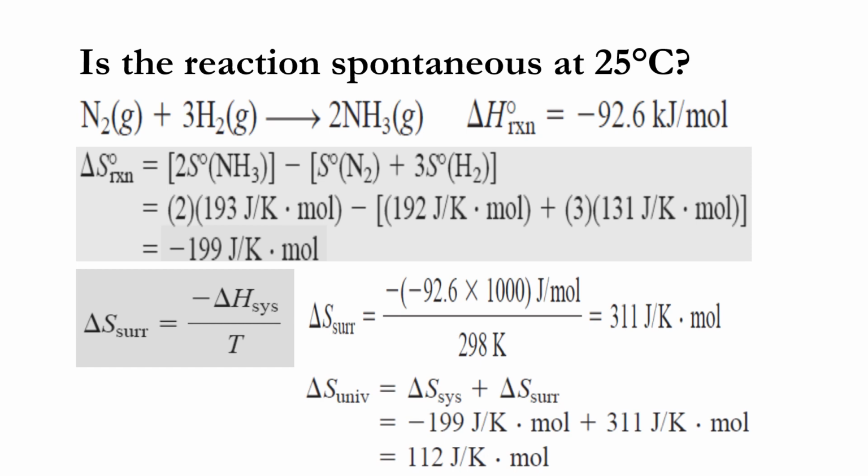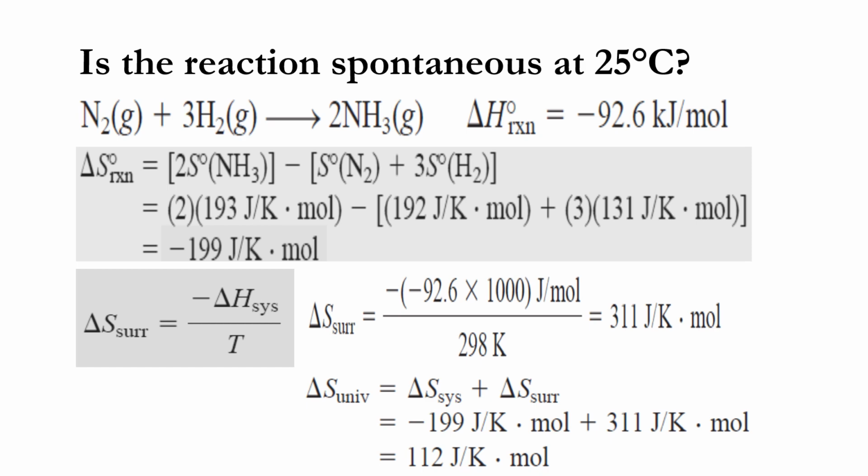Using now the equation from the second law of thermodynamics, the change in entropy in the universe is the sum of the entropy change of the system and the entropy change of the surroundings. And for the reaction to occur, the change in entropy in the universe must be positive. If that is positive, then we conclude that the reaction at 25 degrees Celsius occurs spontaneously. We calculated the entropy change of the system earlier to be negative 199 joule per Kelvin mole.